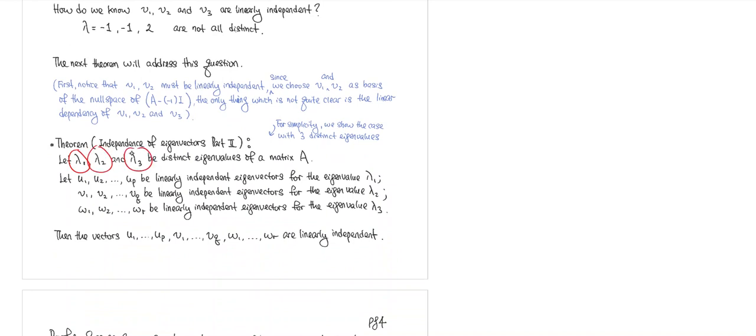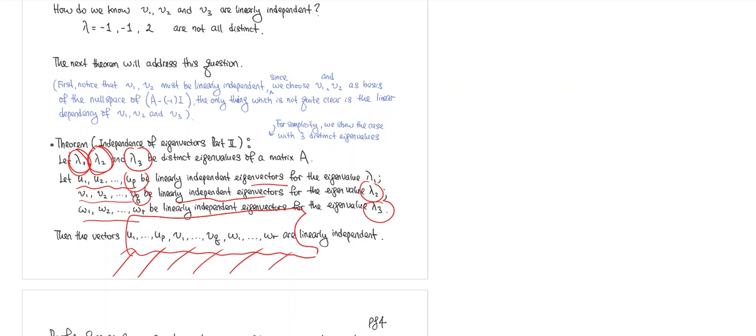1, lambda 2, and lambda 3, and within lambda 1 you can find up to p independent eigenvectors, and within lambda 2 you can find up to q linearly independent eigenvectors for this particular eigenvalue, and so on and so forth, all the way to, let's say, r linearly independent eigenvectors for this eigenvalue. And if you put them together, this is actually going to form a linearly independent set. So all these vectors here will be linearly independent.